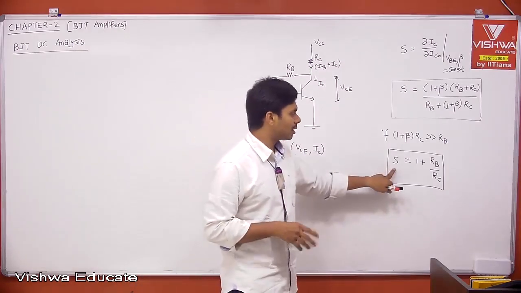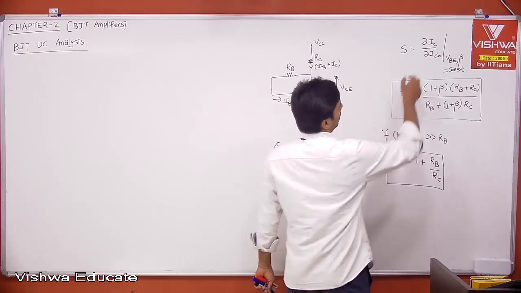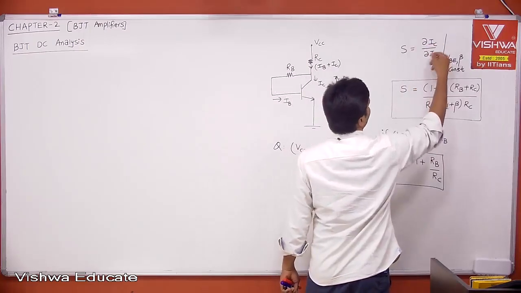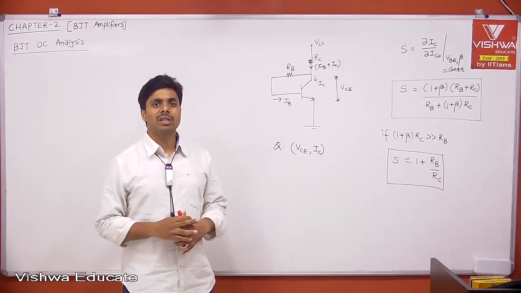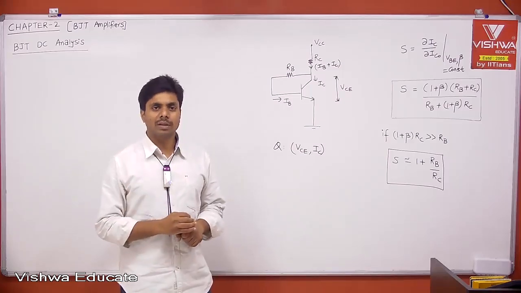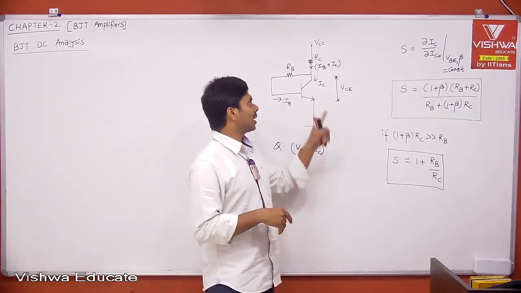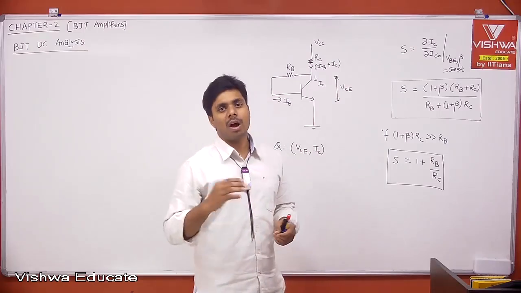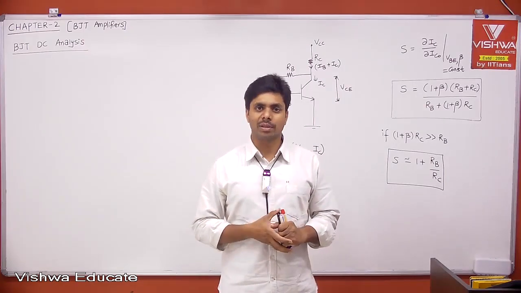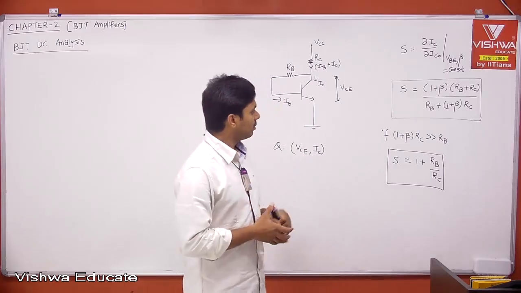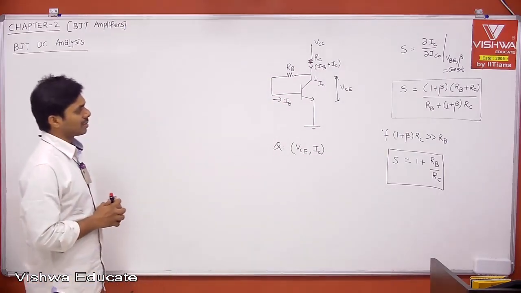When I say S value is equal to 10, what does it mean? The change in output current will be 10 times the change in reverse saturation current. We know that the reverse saturation current changes in the order of microamperes, so 10 microamperes. If you take absolute current in the order of milliamperes, a change of tens of microamperes is acceptable. Therefore, this is the collector to base bias circuit.